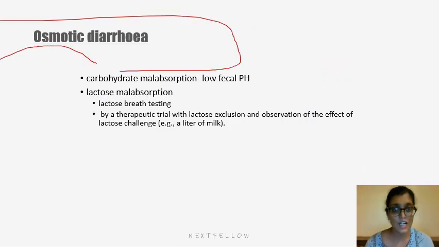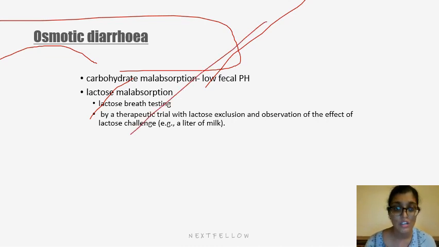In osmotic diarrhea with carbohydrate malabsorption, there is low fecal pH. Lactose malabsorption is tested by lactose breath testing or by a therapeutic trial with lactose exclusion and observation of the effect of lactose challenge. That is, you exclude lactose food from the diet and see whether the diarrhea resolves.